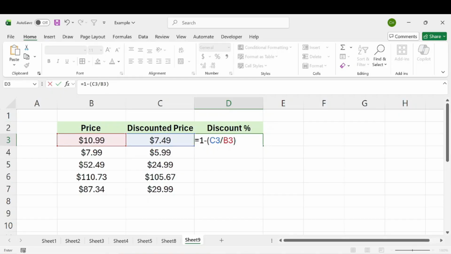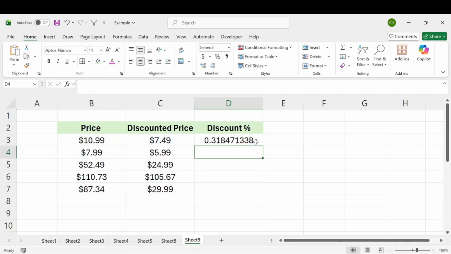Now, if we were to simply take the discounted price divided by the price, that's going to give us the percentage that the discount price is of the price, but not necessarily the discount. So that's why we need the 1 minus. And then we'll go ahead and hit enter.